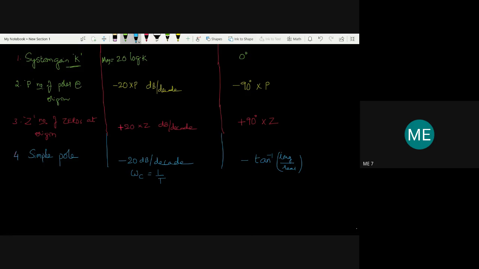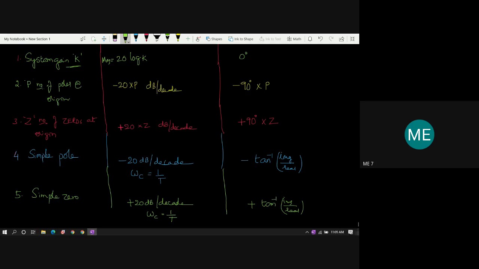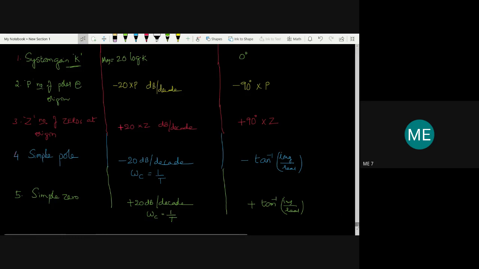And the fifth one is the simple zero. Simple zero contribution is going to be plus 20 dB per decade, and the corner frequency is equal to 1 by T. And the phase angle is plus tan inverse of imaginary by real. That is the imaginary part divided by the real part of the complex variable, which you have considered for the simple pole.